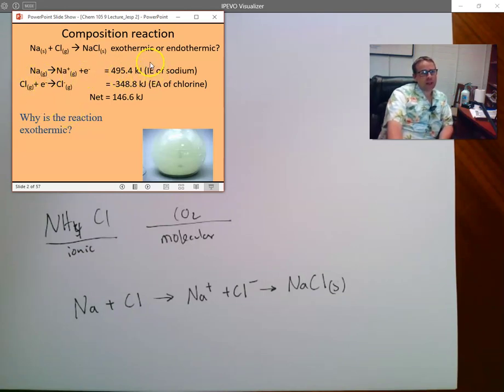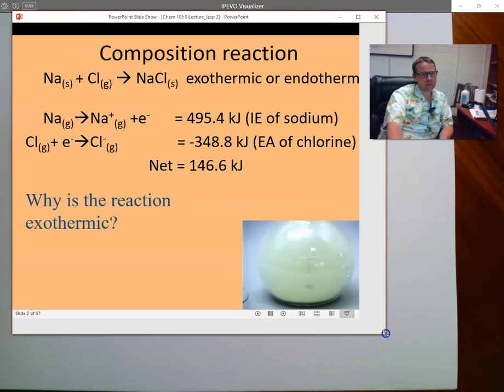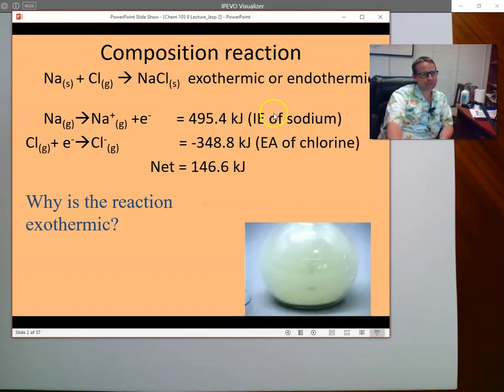Well, if we look at the IE, what do you think IE stands for, Brielle? IE in this slide. What does IE stand for? Maybe it'll help. Is it from the last unit? Yes. Ionization energy? That's right, the ionization energy. So it's the energy associated with doing this, taking sodium and removing an electron.